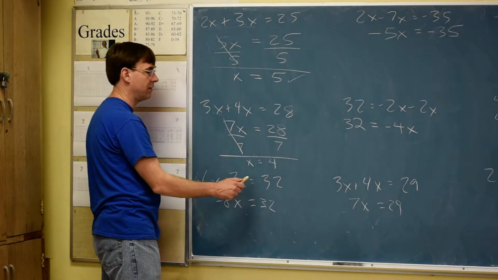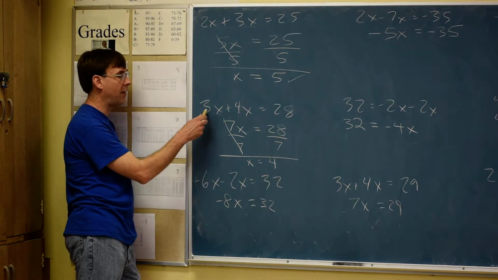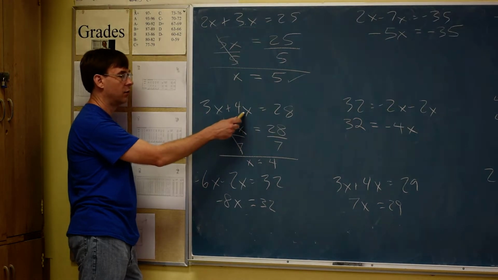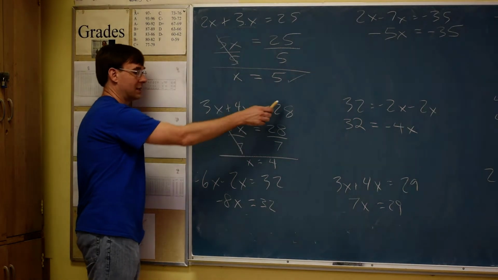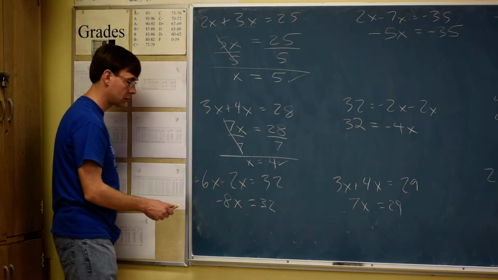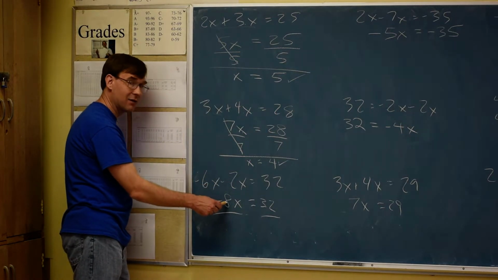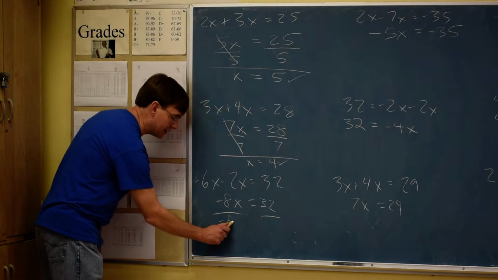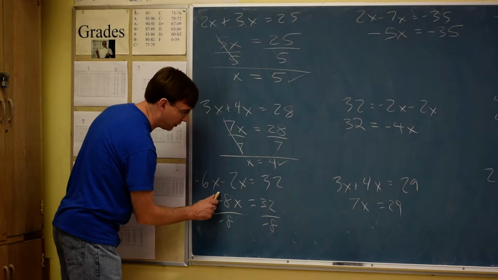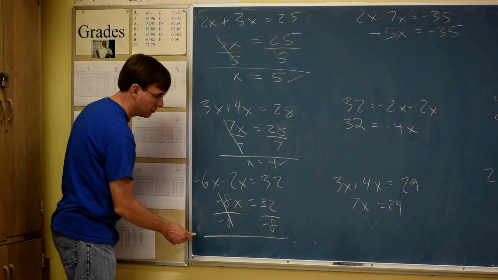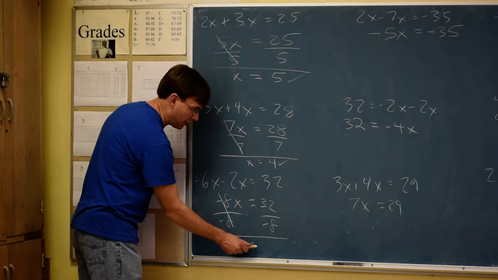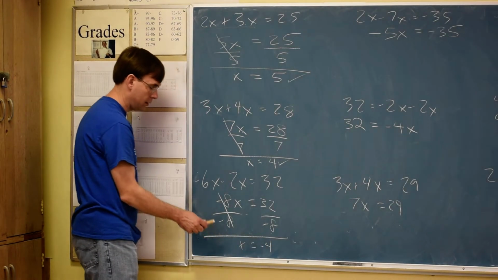28 divided by 7 is 4, and we can check that. 3 times 4 is 12, 4 times 4 is 16, 12 plus 16 is 28, that works. Here we divide, remembering that the negative and the 8 are stuck together as a team. The negative 8s travel together for us to eliminate those negative 8s. The variable would equal negative 4.